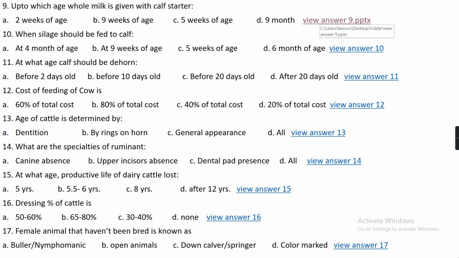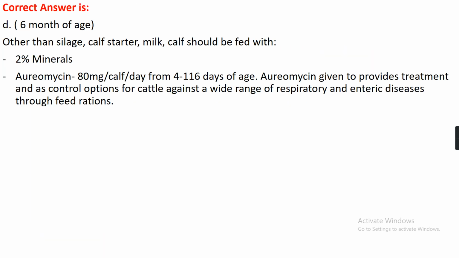Okay. Question number 10. When should silage be fed to calf? Option A, at 4 months of age. Option B, at 9 weeks of age. Option C, 5 weeks of age. Or option D, 6 months of age. The right answer is option D, that is 6 months of age. When the calf becomes 6 months of age, silage feeding to the calf should be started.